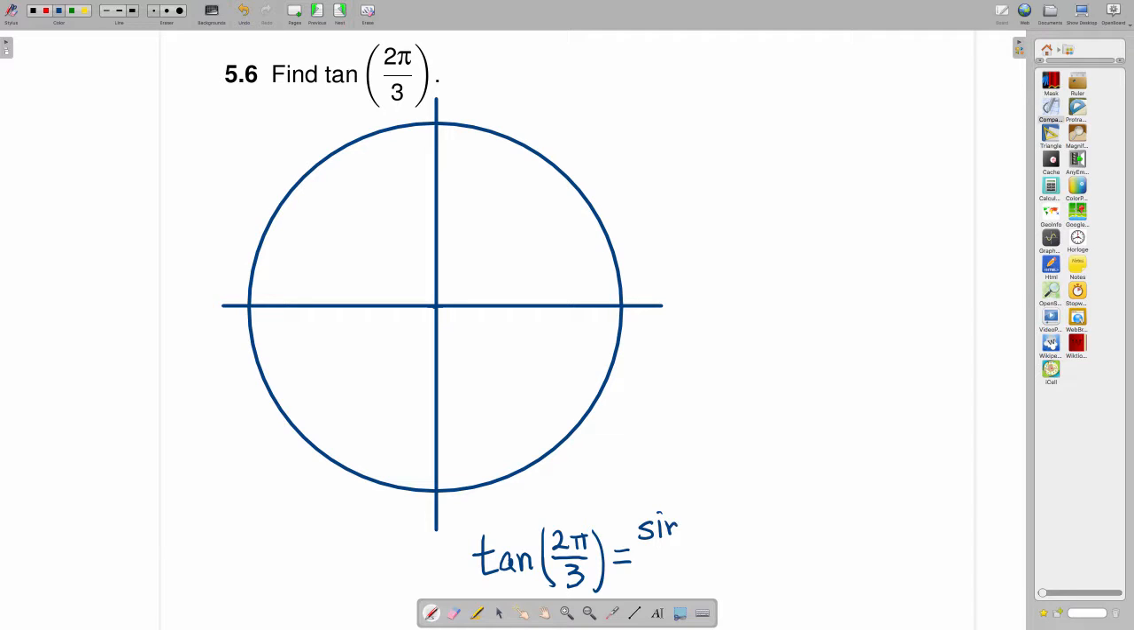So sine 2 pi over 3 divided by the cosine of 2 pi over 3. So the problem now has been reduced to finding the sine and cosine of 2 pi over 3. Now in this particular application, we want to find where 2 pi over 3 is here on the unit circle.